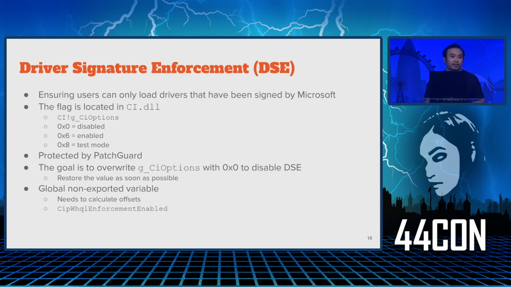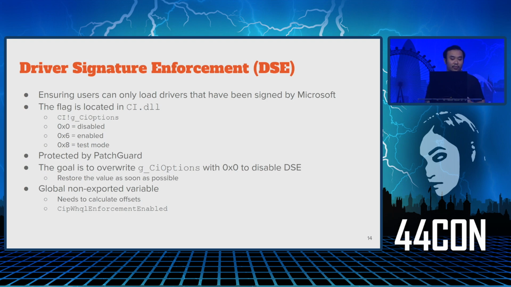So the first one we'll take a look at is DSE, driver signature enforcement. DSE ensures that users can only load drivers that have been signed by Microsoft. This DSE flag is located in ci.dll, and that's g_CiOptions. The three key values are: hex 0 means disabled, hex 6 means enabled, and hex 8 is test mode. This DSE value is protected by PatchGuard, and we'll go over PatchGuard in the next slide. But the goal here is to override g_CiOptions with 0 to disable DSE, right?